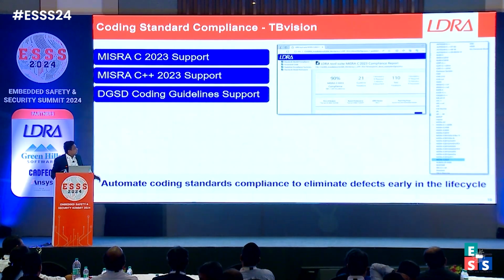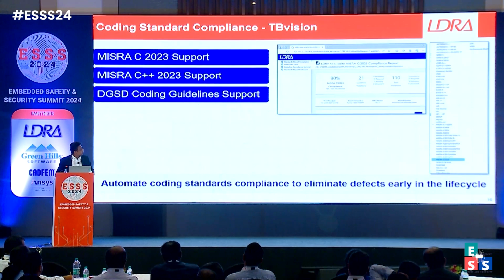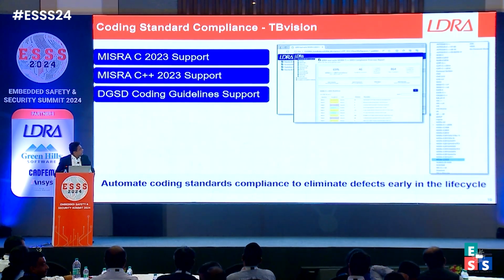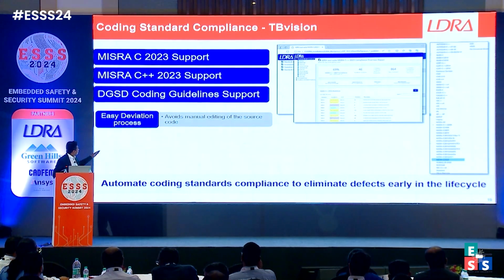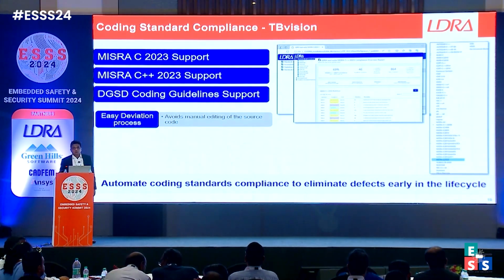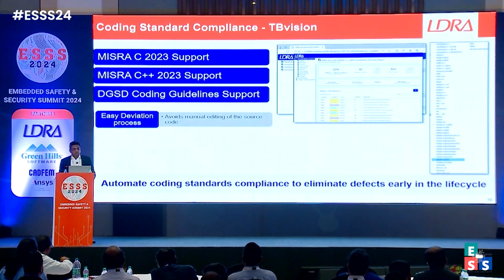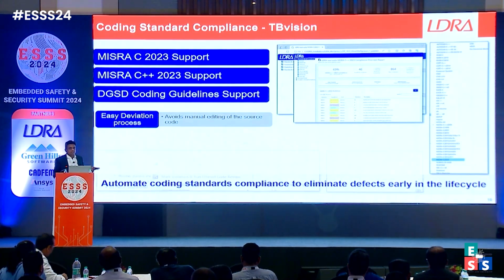All right, so this is how the MISRA C 2023 reports look. And again, this is the C++ 2023 report. All these reports can be uploaded to the vault and it can be accessed. And also there is an easy deviation process which is now available in TB Vision. So you don't need to manually edit the source code with annotations and things like that to justify your deviations. So it can be automated using the tool.